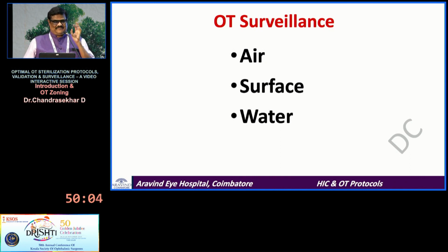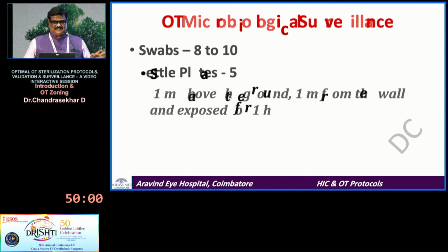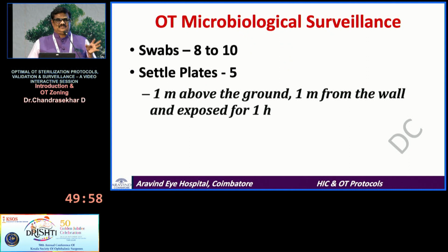When you talk about surveillance, you have to take care of the surfaces, air and water. These are the three important things. Though there is no need for swabs at this point in time, the National Program for Control of Blindness would say you will need to take swabs at least once in 2 weeks.